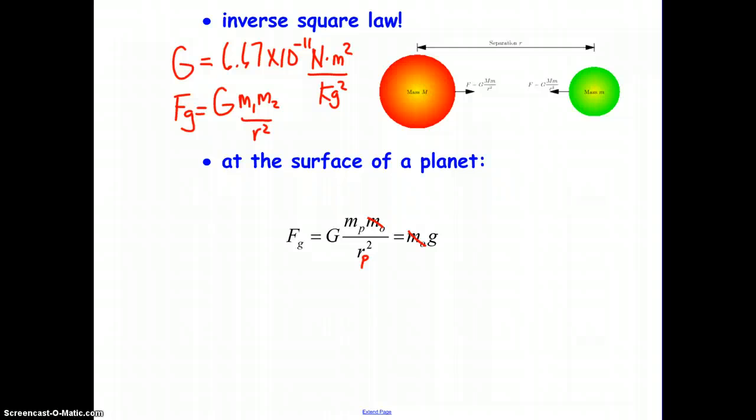If you have any questions on this lesson, make sure you ask in class tomorrow. And the problems that you'll do next use Newton's universal law of gravitation, and then eventually also combine that with our circular motion concepts.